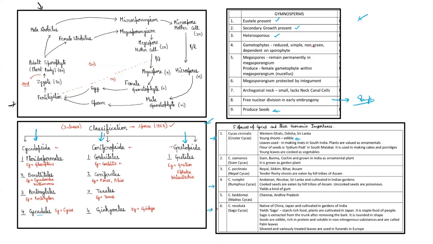Now, flour of the seeds is used in making idiyappam podi, that is famous in the South Malabar region of India, and it is used in making cakes and porridges. Young leaves are cooked as vegetables also.